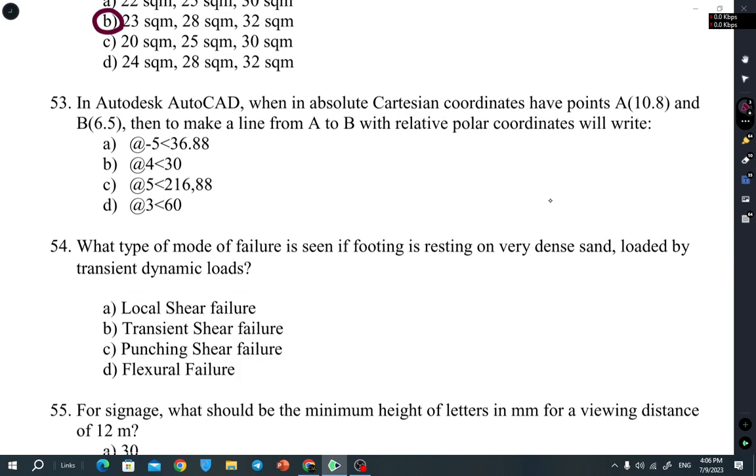In Autodesk AutoCAD, when in absolute Cartesian coordinates we have point A 10,8 and point B 6,5, then to make a line from A to B with relative polar coordinates will write option C. What type of mode of failure is seen if footing is resting on very dense sand loaded by transient dynamic loads? Option C. Punching shear failure.